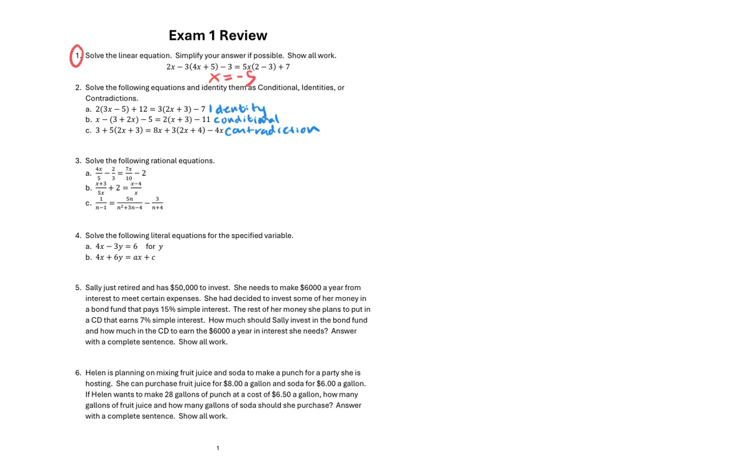Number 3 asks us to solve these following rational equations. So the first one is 4x over 5 minus 2/3 equals 7x over 10 minus 2. Okay, so step 1 is we need to find a common denominator. So think about this 2 as 2 over 1. We need to find a term that is common between all three of these, which the only one is going to be 30. So we need to multiply each denominator to end up getting 30.